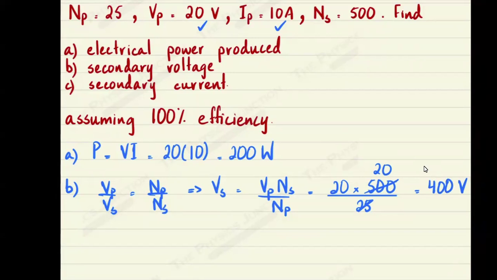Let's see if our answers make sense according to the concepts we already know. What I know is that on the secondary, if the turns are more, then the voltage also has to be more.